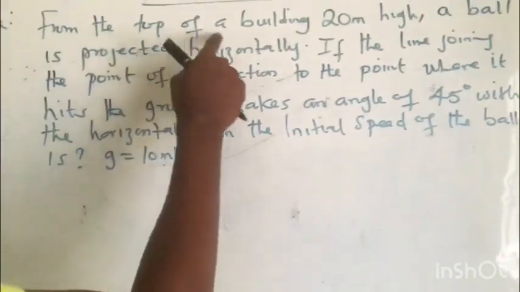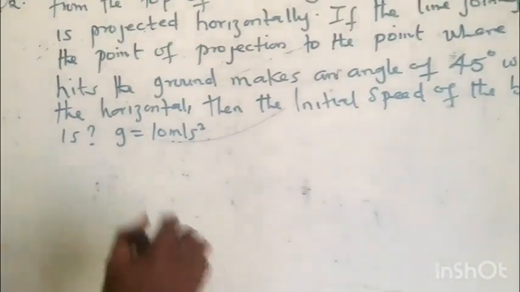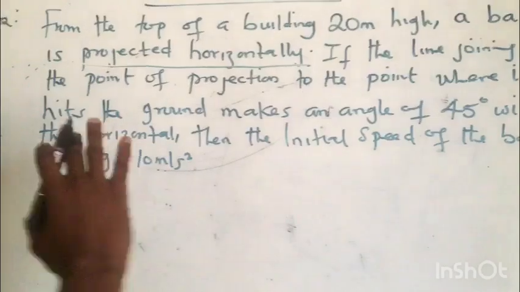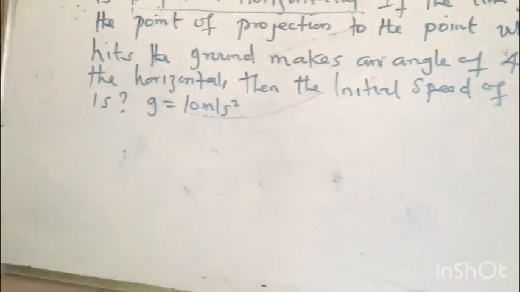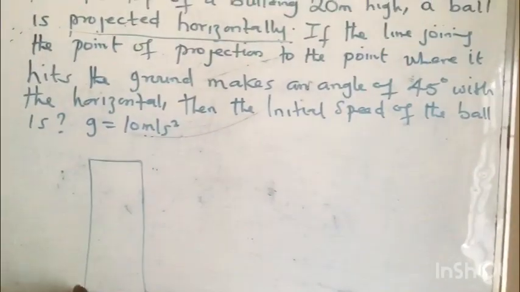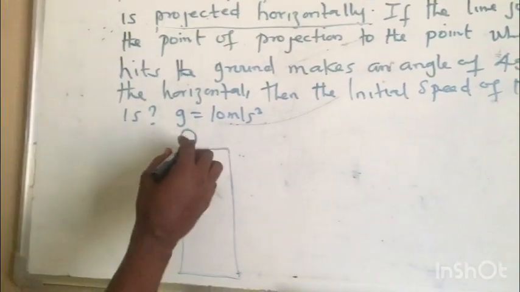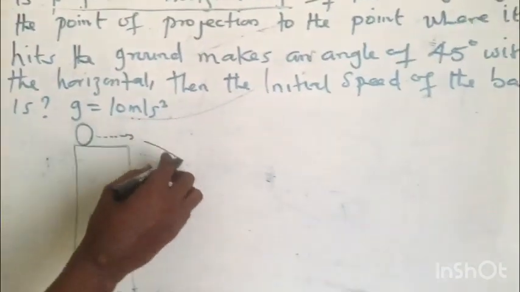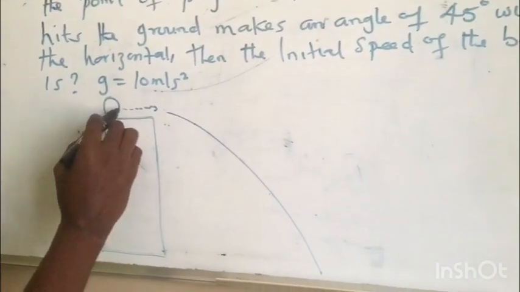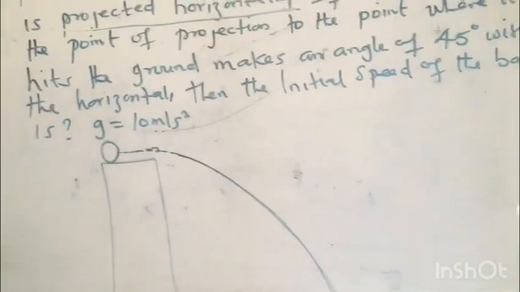It says, from the top of a building 20 meters high, a ball is projected. For every horizontal motion, this is what you will see: it is projected horizontally, because it's a horizontal motion. It's just like having, let me say, a building or a tower, and you want to project a ball. Let me say this is a ball here. You project it and the ball is moving horizontally before it begins to fall down. That's what we refer to as horizontal motion.